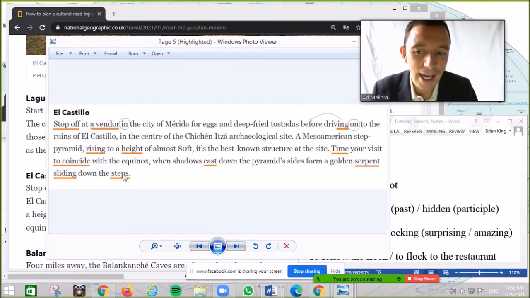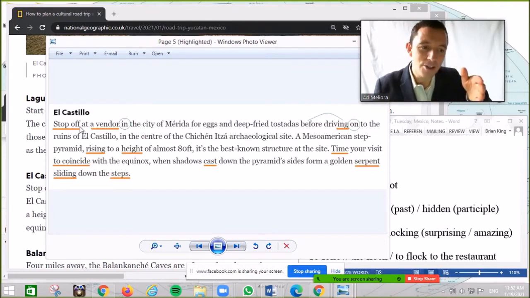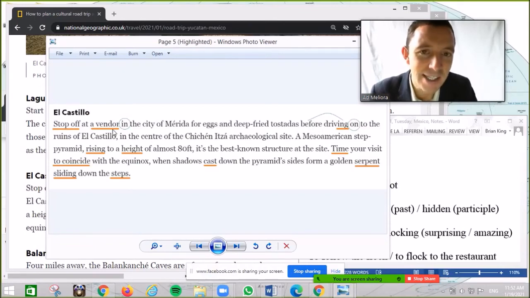Okay, El Castillo. So stop off. So here we have a preposition. It's a phrasal verb, and really it's the same as stop, because probably you're on your journey, you're on your trip, and then on your trip you stop off. It's like come away. So it's connected to on, off. Okay, so stop off at a vendor. So that's related to Latin, to sell. So a vendor is like a person who sells products.